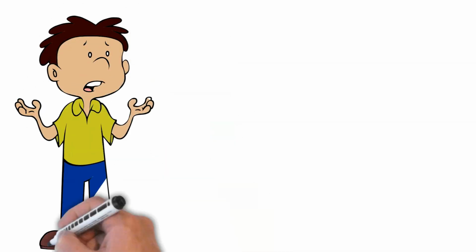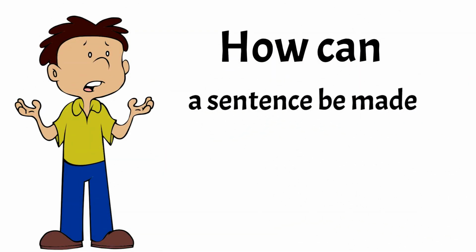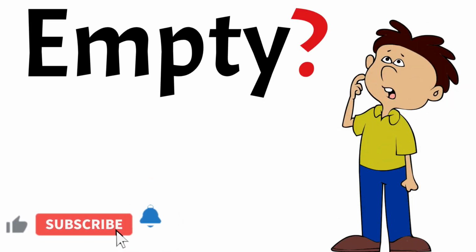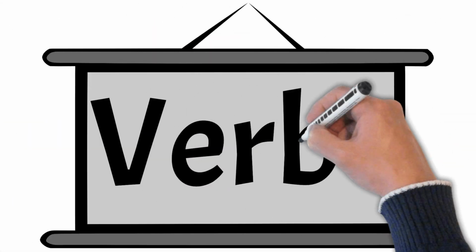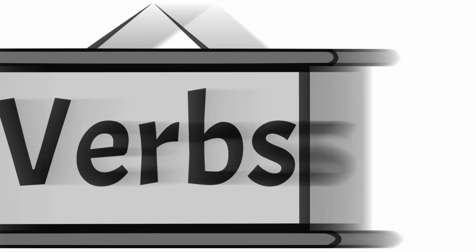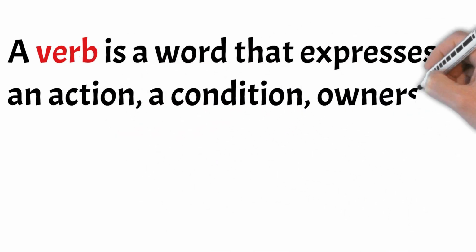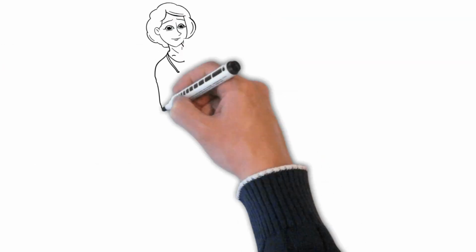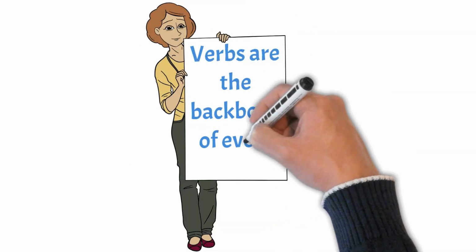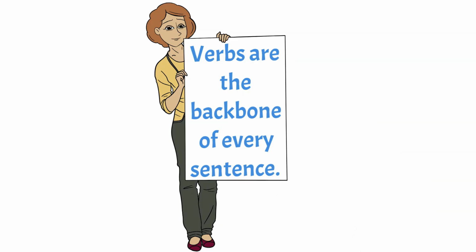Have you ever wondered why some sentences sound meaningful and complete while others seem empty or make no sense at all? The answer lies in one small but powerful word group: verbs. A verb is a word that expresses an action, a condition, ownership, an idea, a process, an occurrence, or a state of being. Verbs are the backbone of every sentence.